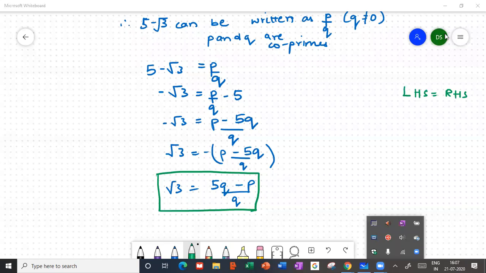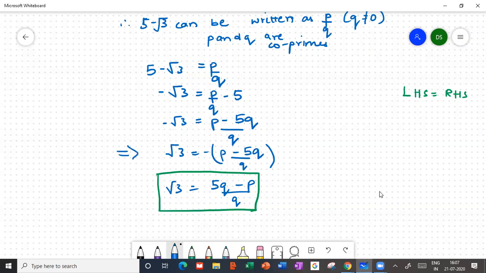Okay. What happened to minus root 3? I took the minus sign this side, Rishit. See in this step, I took the minus sign to the RHS. So it became a plus root 3. I changed the order. See.